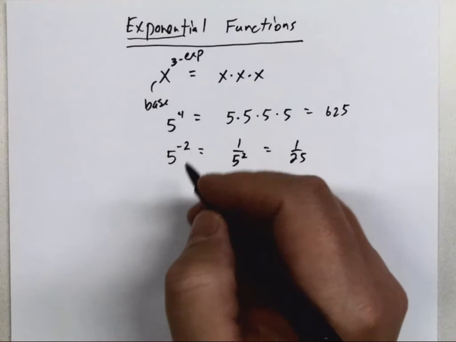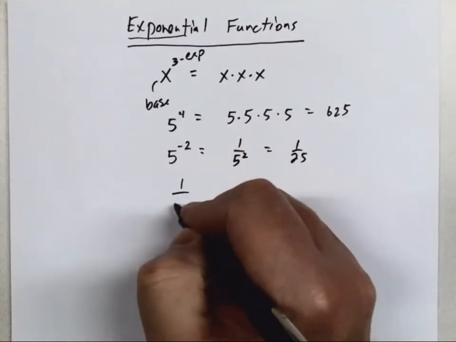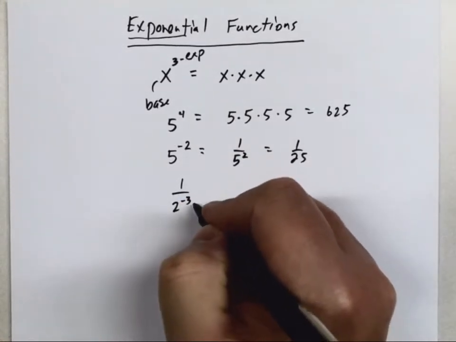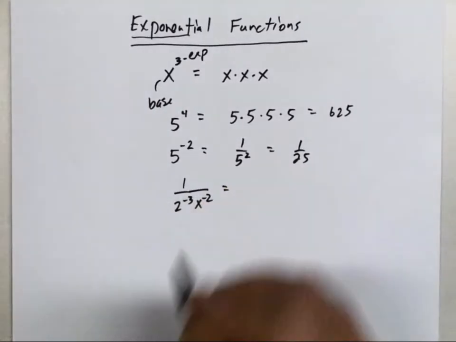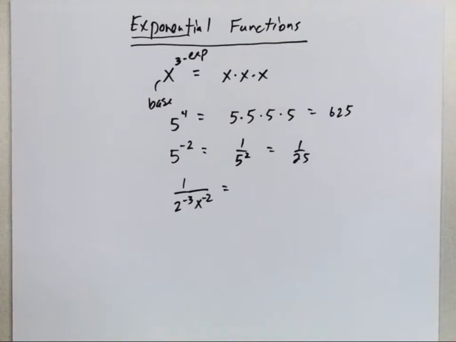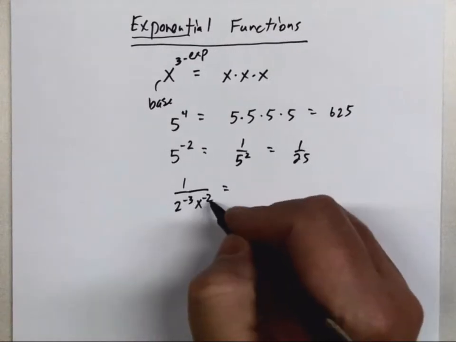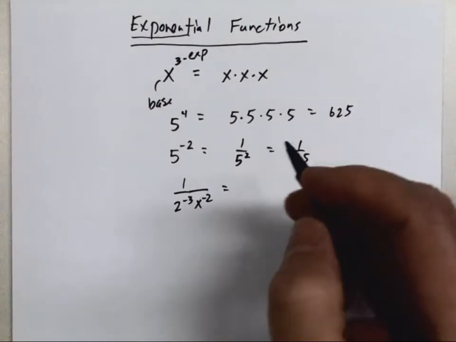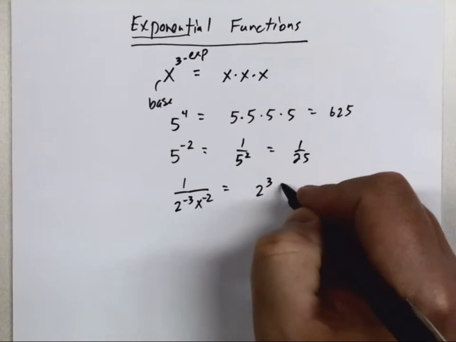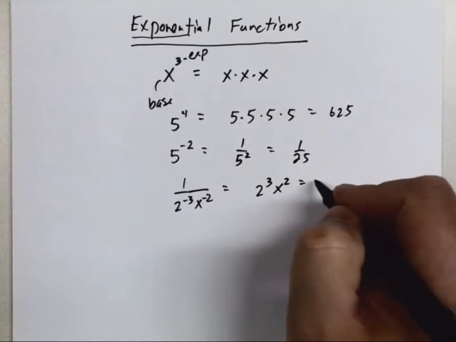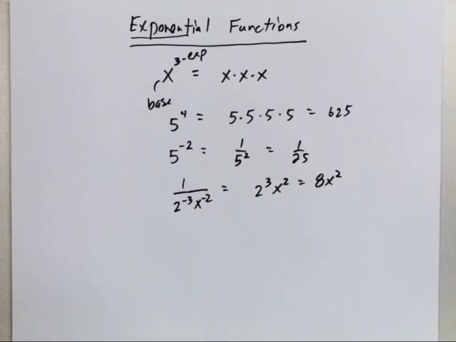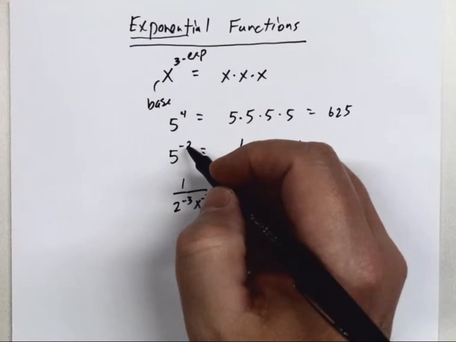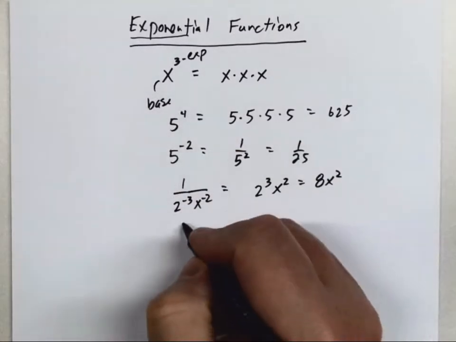And if you ever have a case where, if you had something like this, where your negative exponents start in the bottom, if you want to make the exponents positive, they flip. In this case, they go to the top. And we would probably write this as 8x squared. So exponents can be whole numbers, they can be negative numbers, integers also.